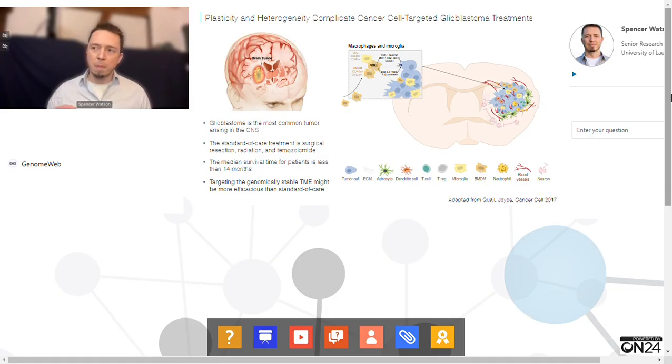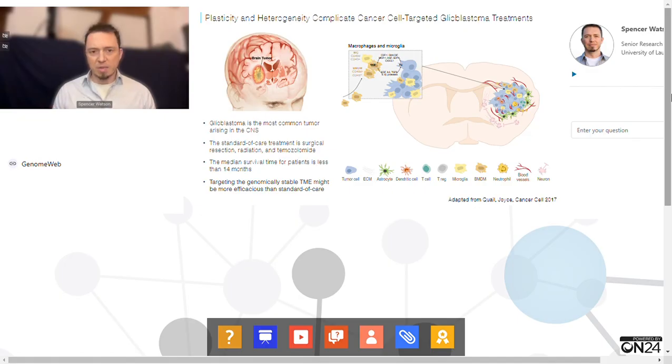What makes this such a challenging disease to treat is the huge amount of plasticity and heterogeneity that exists within the tumor cell population. That really complicates any treatment trying to specifically target the tumor cells alone. So a lot of the field is now moving towards targeting the more genomically stable tumor microenvironment, in particular the immune cell population. We have lots of clinical trials going now targeting T cells and dendritic cells.